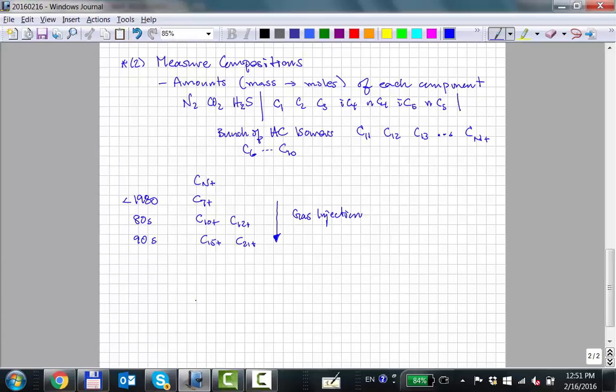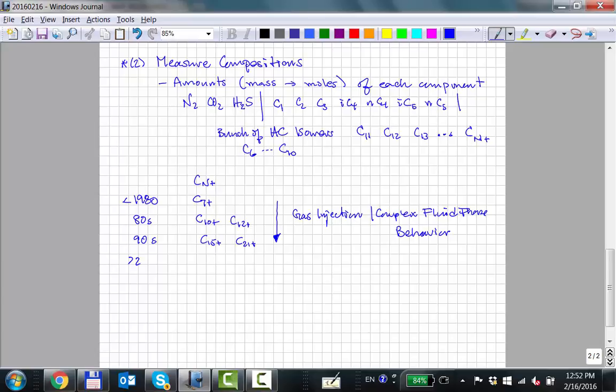Smørbukk was being discovered, and they had these compositional variations with depth, and they were very complicated. So you had more complex fluid phase behavior, where if you didn't know the amounts of these heavy components, then you couldn't really predict it. You couldn't model it. Okay? So you had this stuff going on.